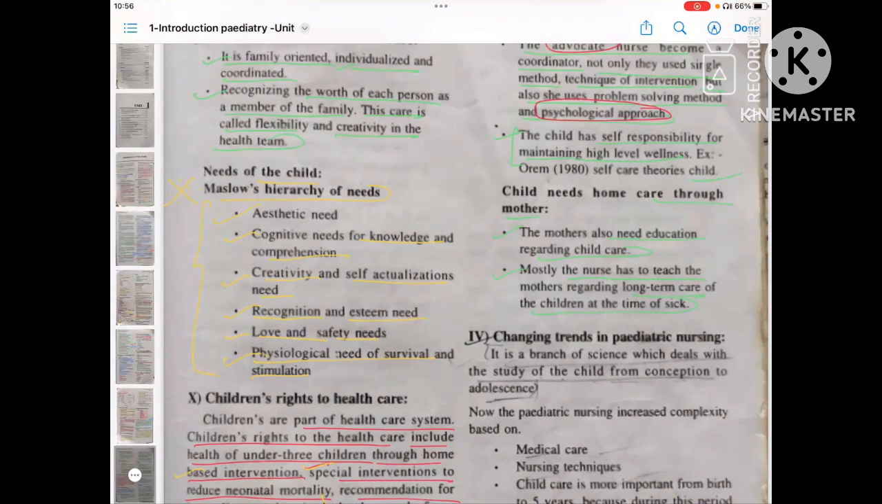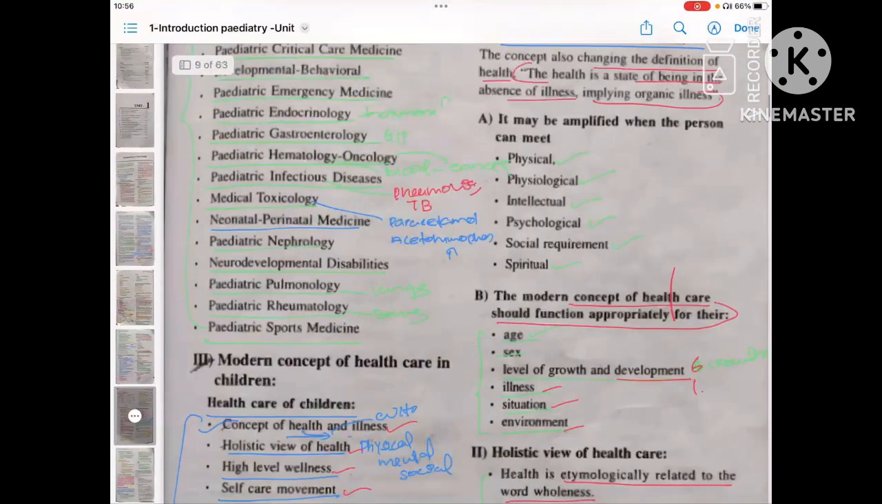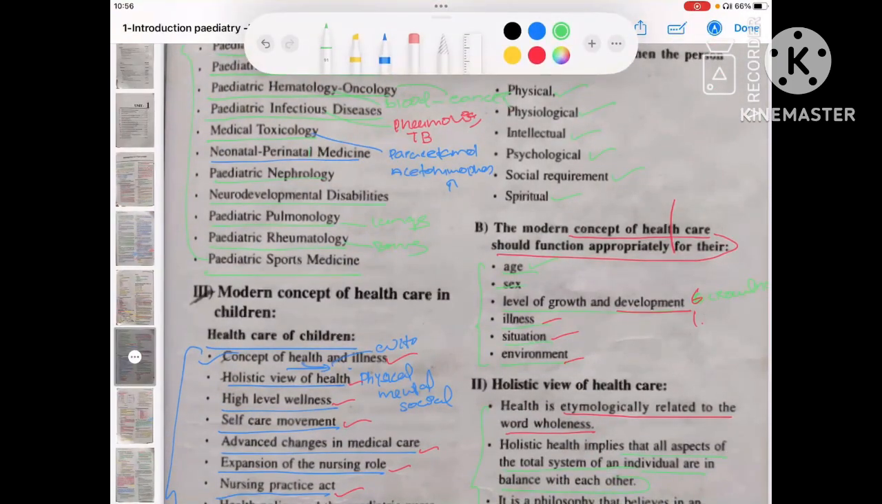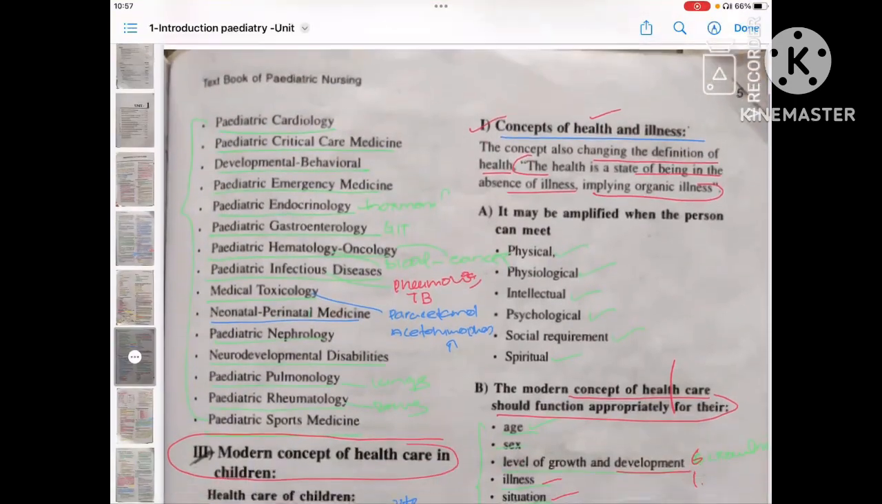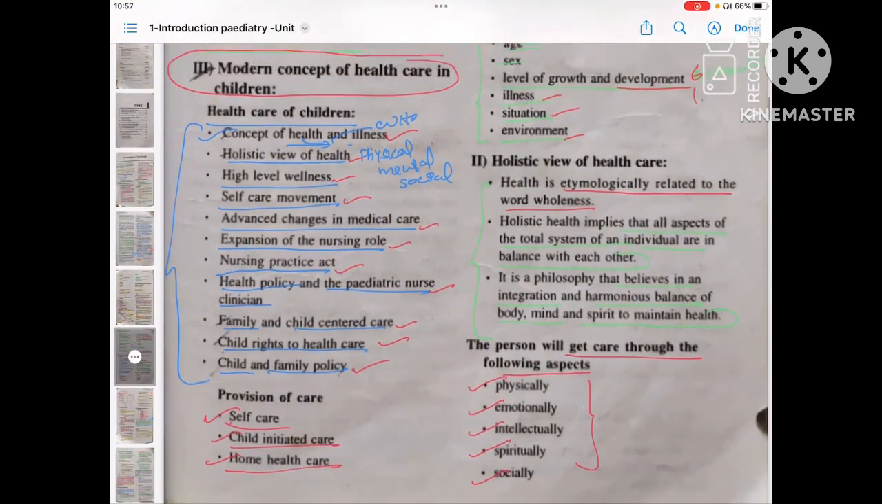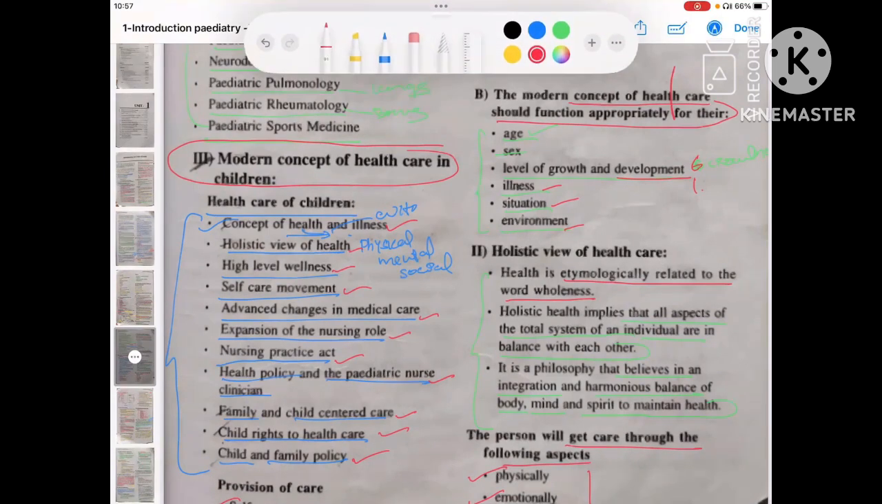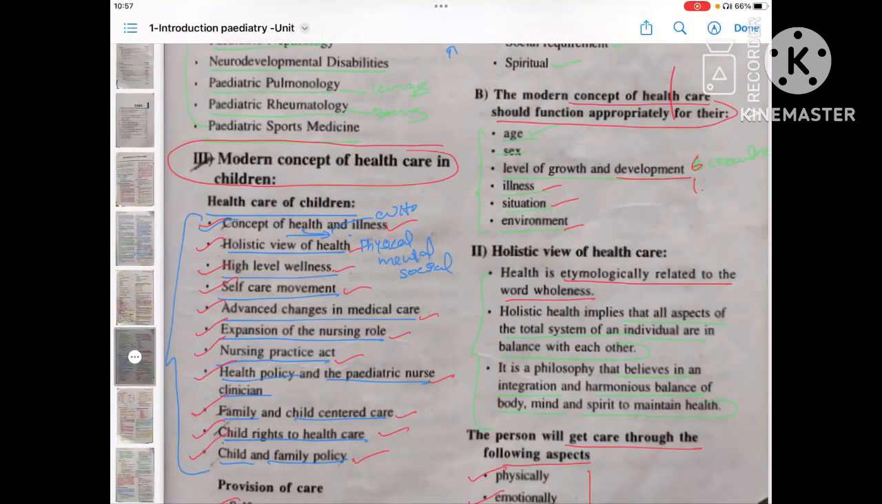So this is about the modern concept of child care in children. Now we have studied the main headings: the concept of child wellness and holistic view, high-level wellness, self-care movement, advanced changes in medical care, expansion of the nursing role, Nursing Practice Act, health policy and the pediatric nurse clinician, family and child, rights of the child in health care, and child and family policy. These are all the things we have seen in this video.